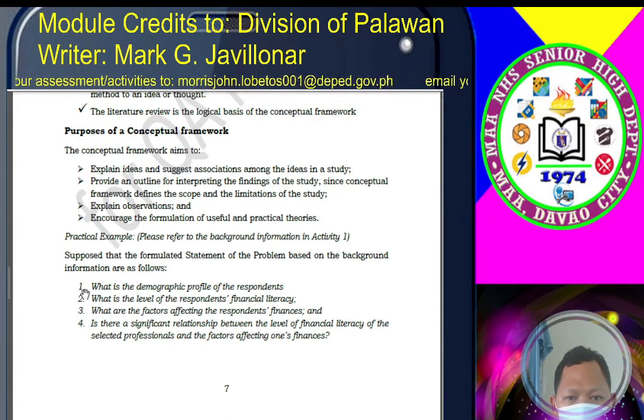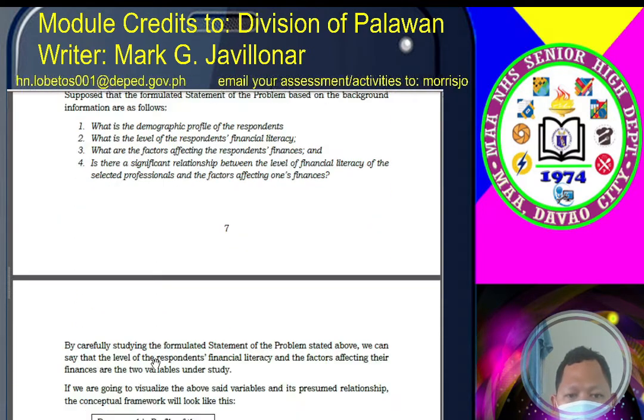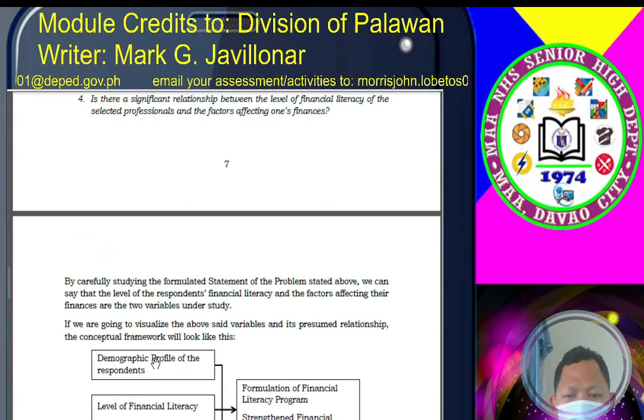Okay, suppose that the statement of the problem based on the background information is as follows. Number 1, what is the demographic profile of the respondents? Number 2, what is the level of the respondents' financial literacy? 3, what are the factors affecting the respondents' finances? And is there a significant relationship between the level of financial literacy of the selected professionals and the factors affecting one's finances? By carefully studying the formulated statement of the problem above, we can say that the level of respondents' financial literacy and the factors affecting their finances are the two variables of the study.